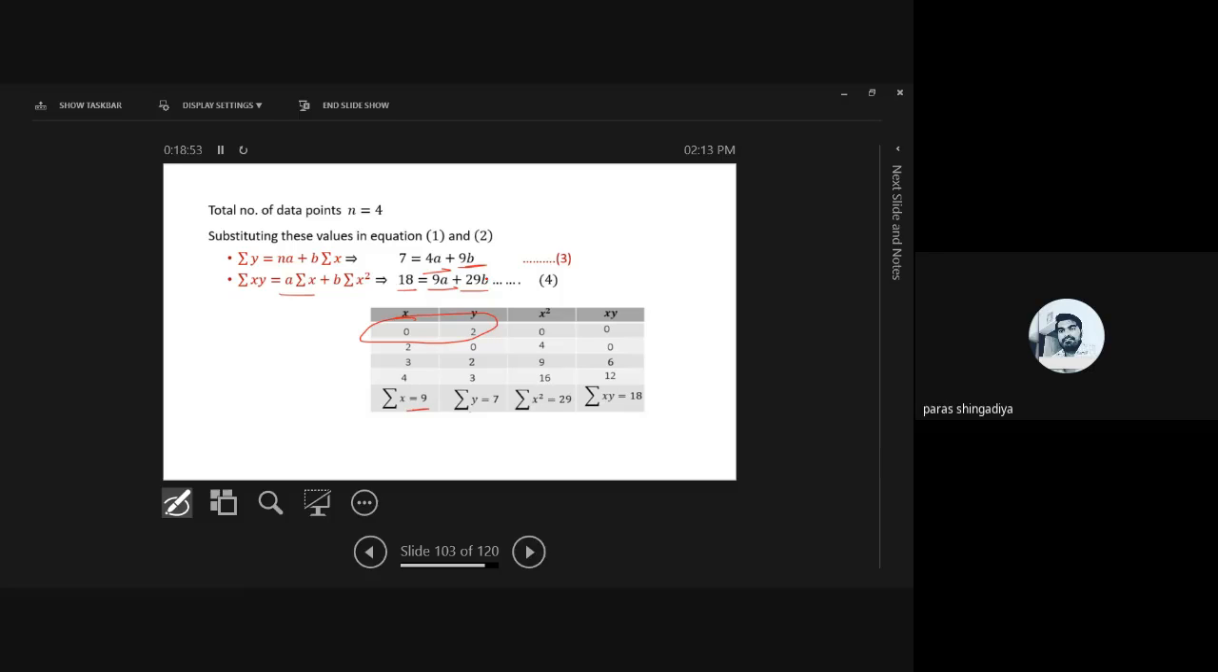Right now, perfect numbers are involved here: 4, 29, 18, 7. These are all perfect numbers, so we can easily solve it. Clear? By multiplying equation 3 by 9 and equation 4 by 4.